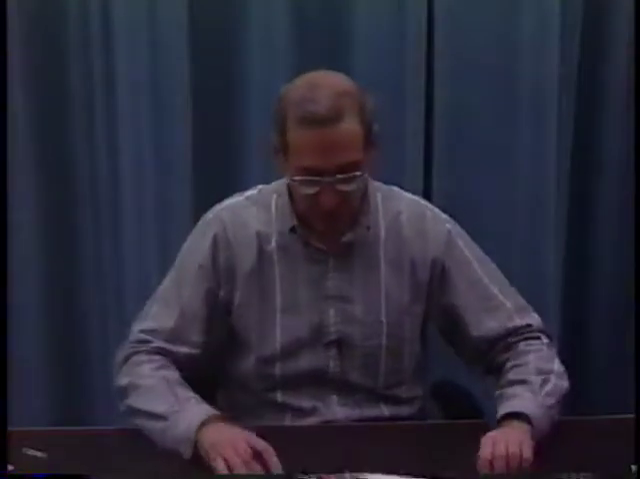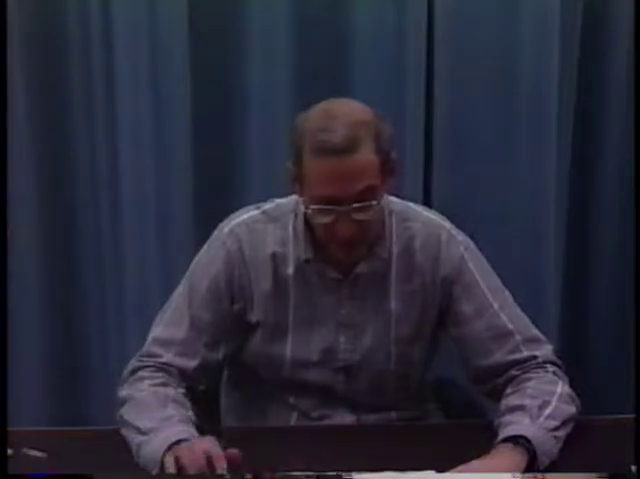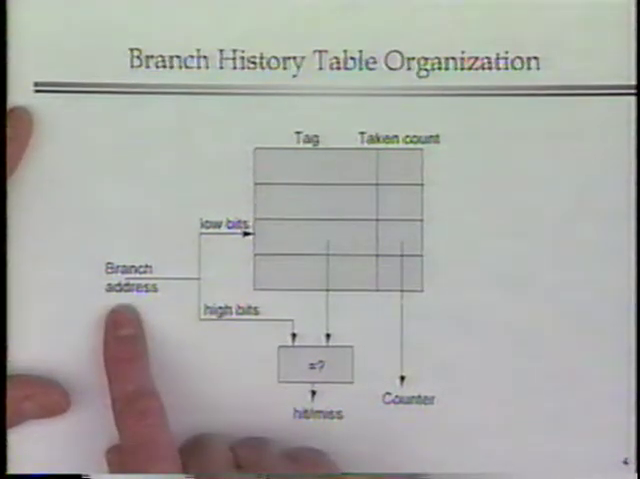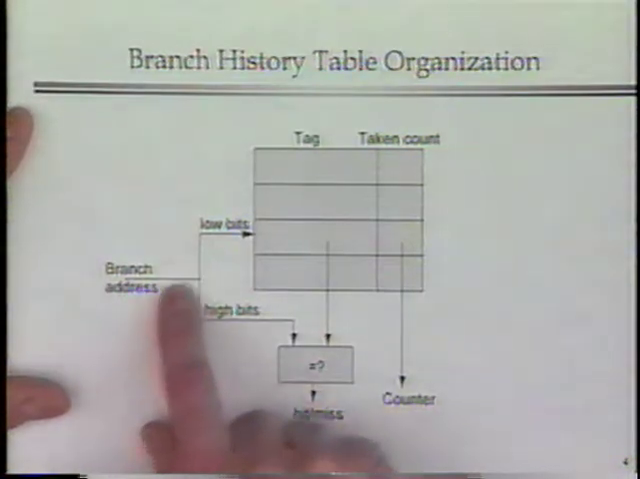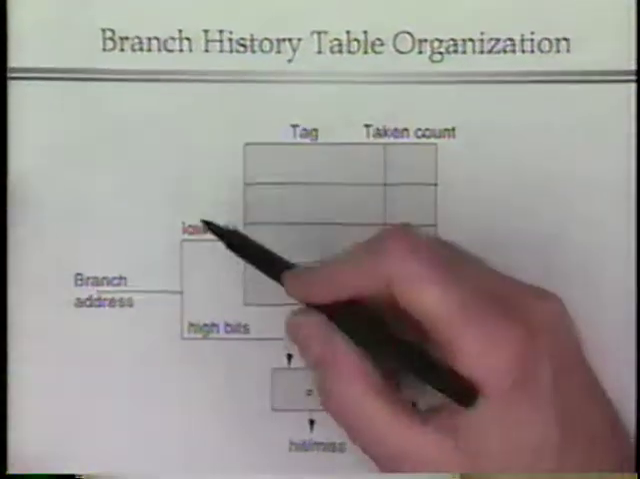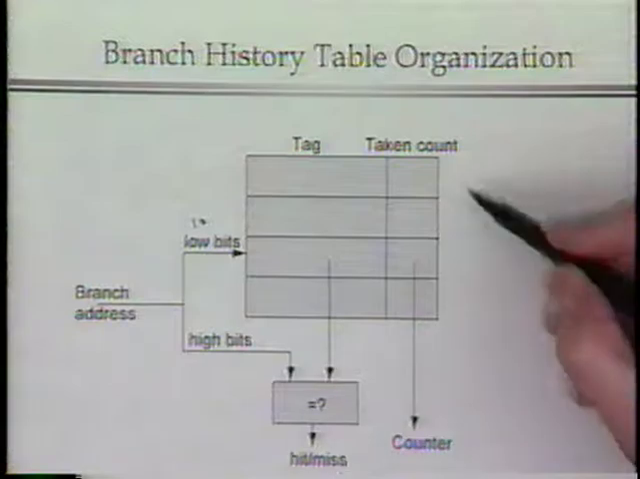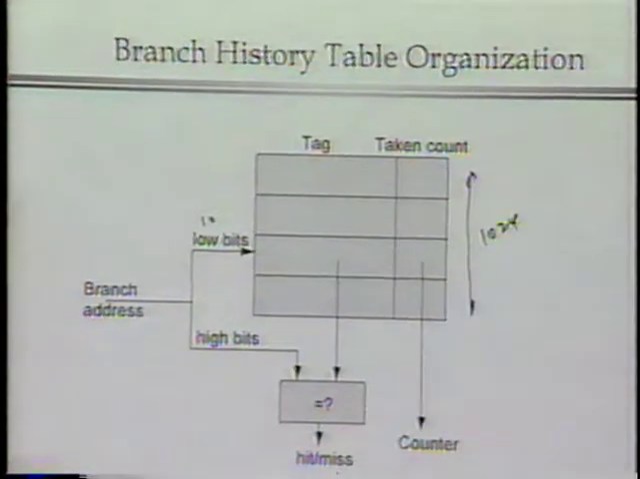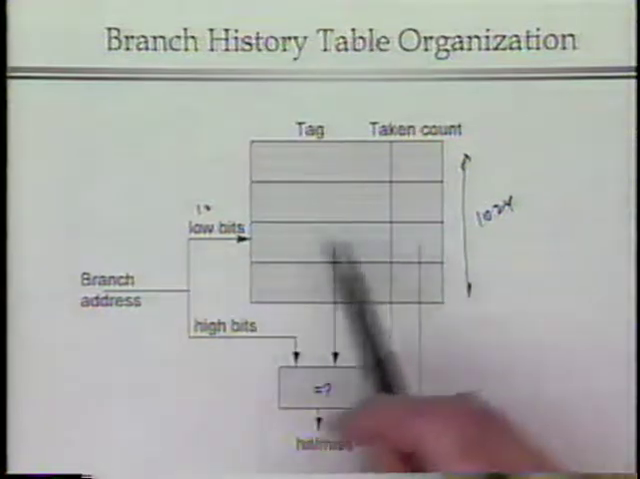Well, if you want to do that, then here's the hardware you need to do that. I know we haven't talked much about caches, but I assume you've seen basic cache organizations in other courses. And this is a kind of a classic cache. We're addressing the cache with the branch address. We peel off some low-order bits, I don't know, 10 of them maybe, so that we have 1,024 of these entries. We read out that value.